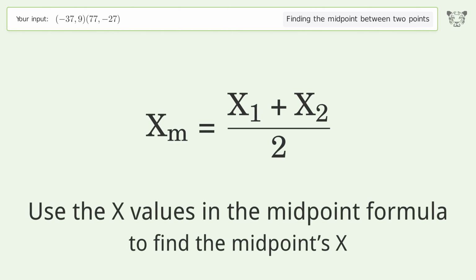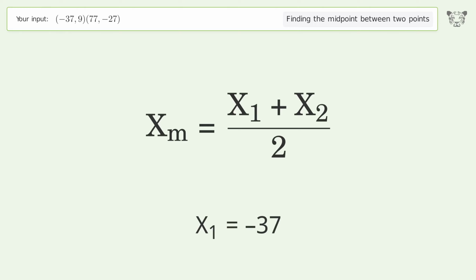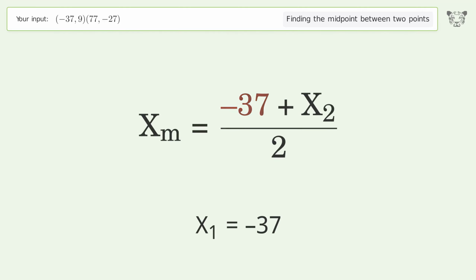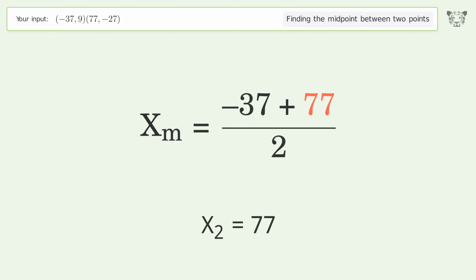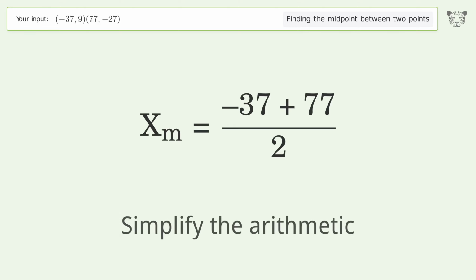Use the x values in the midpoint formula to find the midpoints x. x1 equals -37. x2 equals 77. Simplify the arithmetic.